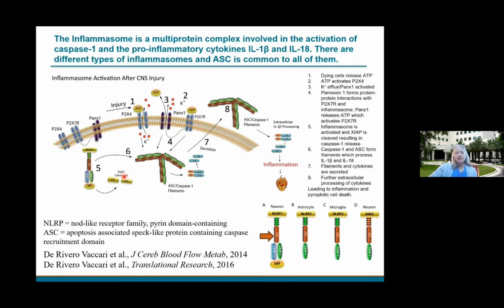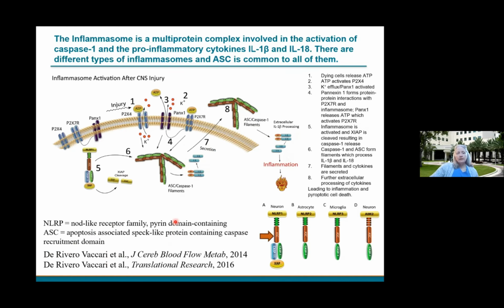XIAP is cleaved off of the inflammasome, and then you have these ASC caspase-1 filaments that ultimately result in activation of IL-1 beta and IL-18. These filaments are released as well as cytokines from the cell, basically resulting in inflammation and cell death, leading to pyroptotic cell death in this particular case. If you want to read more about the inflammasome, Dr. De Rivero Vaccari has written a couple of really nice reviews on the inflammasome and some of our own work.